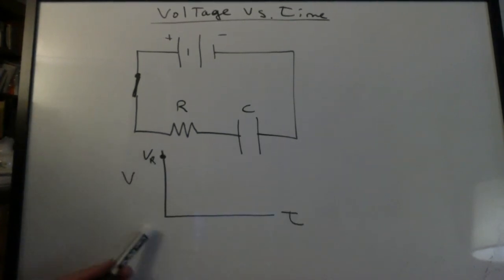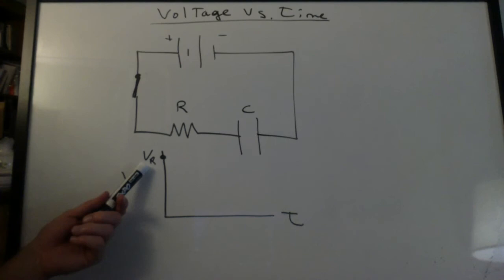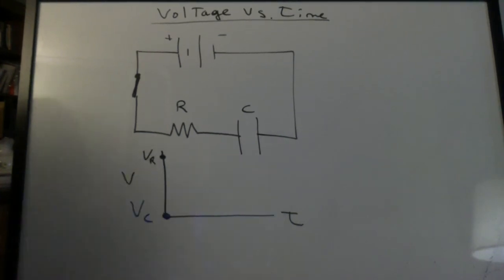The current's at a maximum, the voltage drop across here is at a maximum. So we say at time 0, the voltage across the resistor is at a maximum. The voltage across the capacitor is 0. And as time goes on, the voltage across the capacitor is going to start to increase because we're gaining charge on the capacitor, which reduces the current, and that's causing a smaller drop in voltage across the resistor. As time goes on, the voltage increases on the capacitor, but at a slower rate.